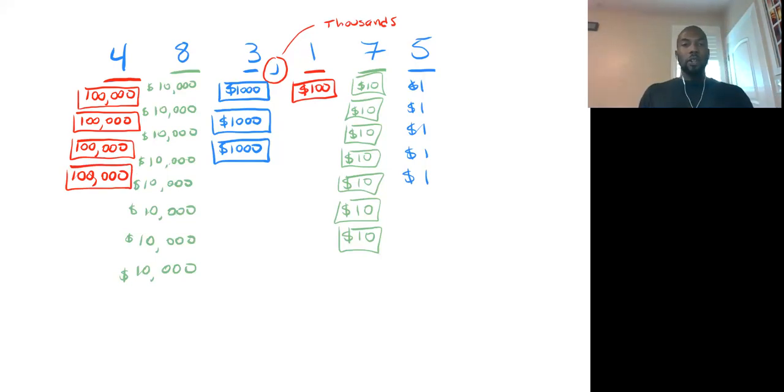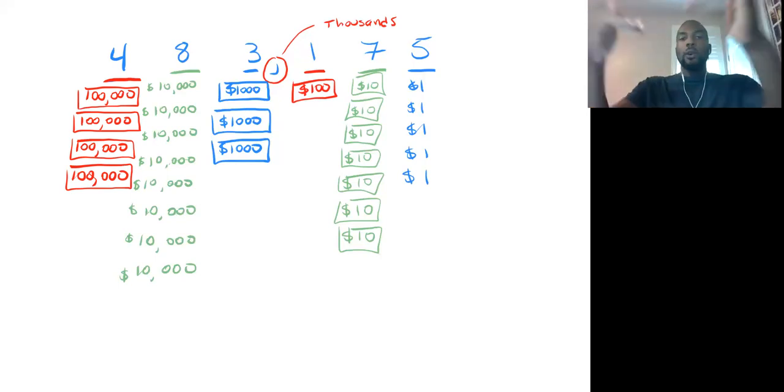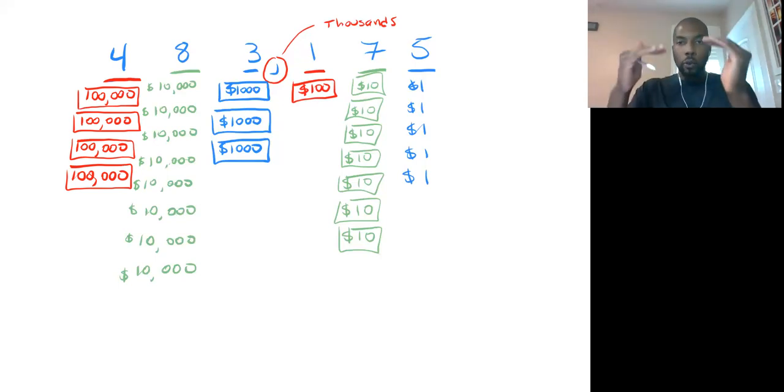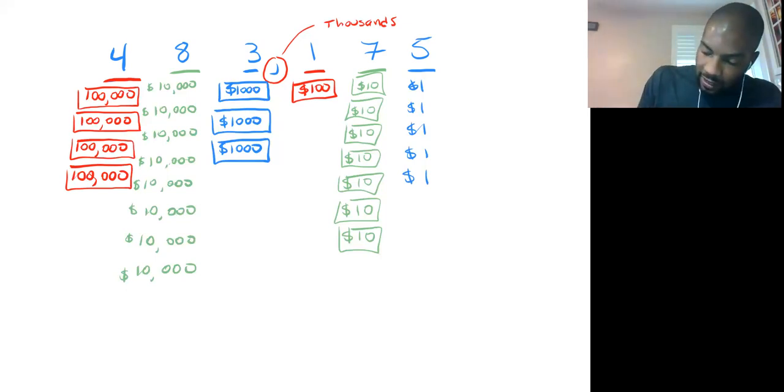So now the name of this whole number is 400,000s, 8 10,000s, 3 1,000s, 1 100, 7 tens, 5 ones. Altogether, you say 483,175. And finally, the last comma, it's everybody's favorite.